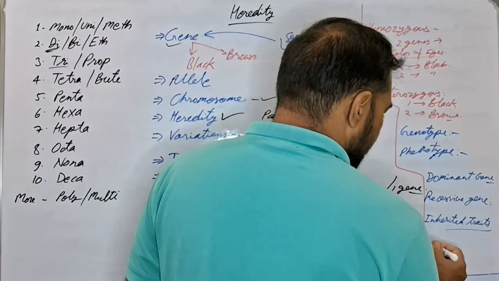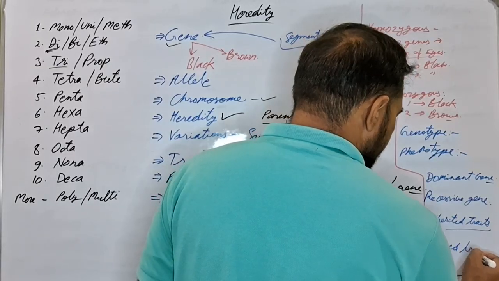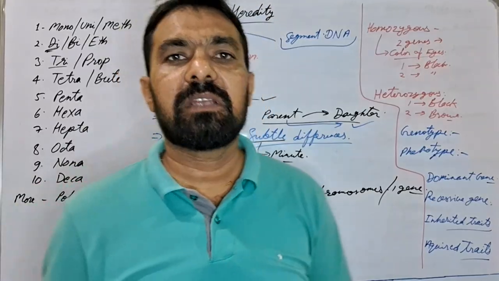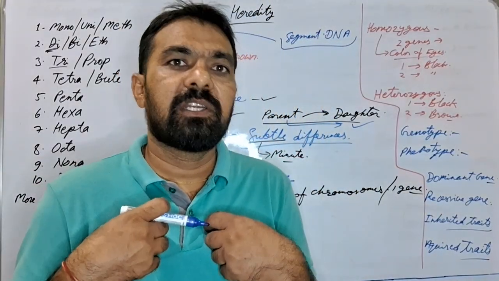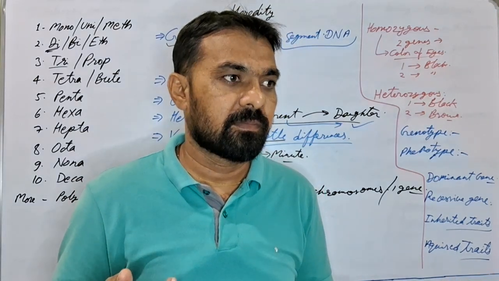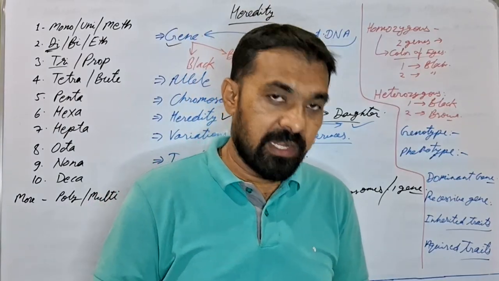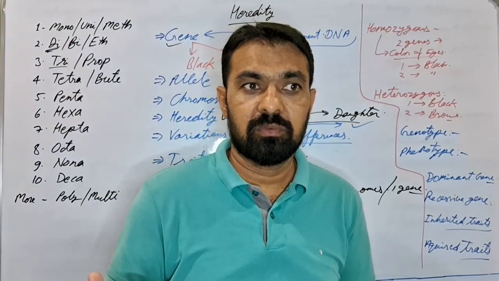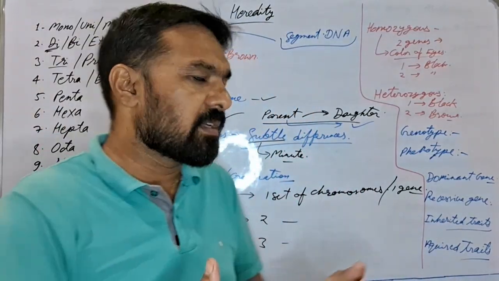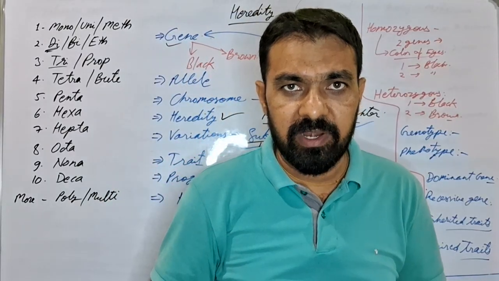A different kind of traits are known as acquired traits. What are those traits? These are the traits or the characters which are being acquired by the organism during its lifespan, such as I acquired a trait to teach. Somebody acquired a trait to drive. Somebody acquired a trait to build muscles. All these traits which are being acquired during the lifespan of an organism, these are known as acquired traits.